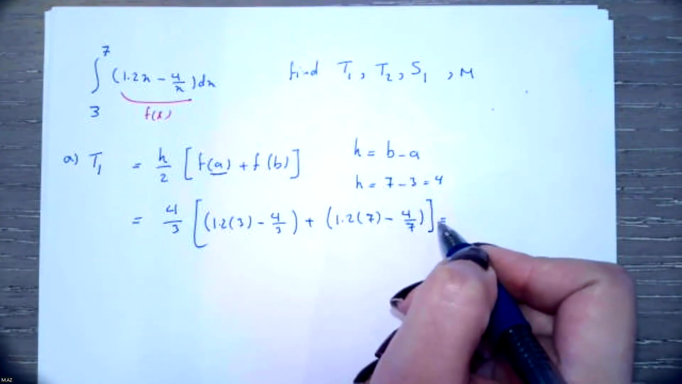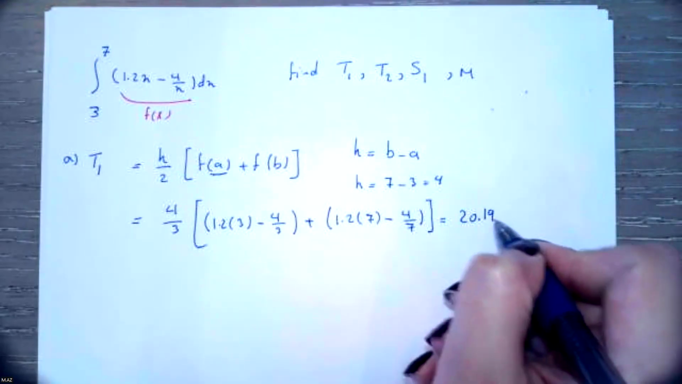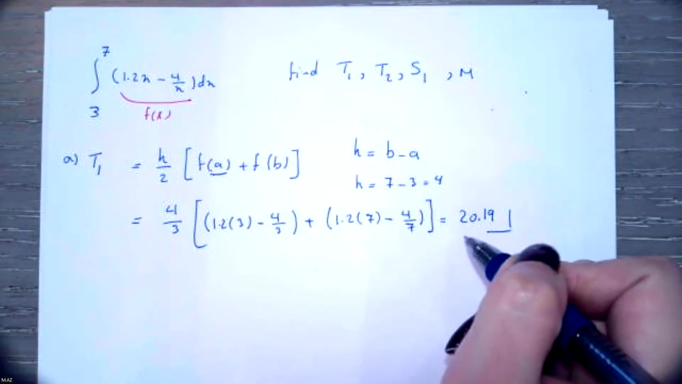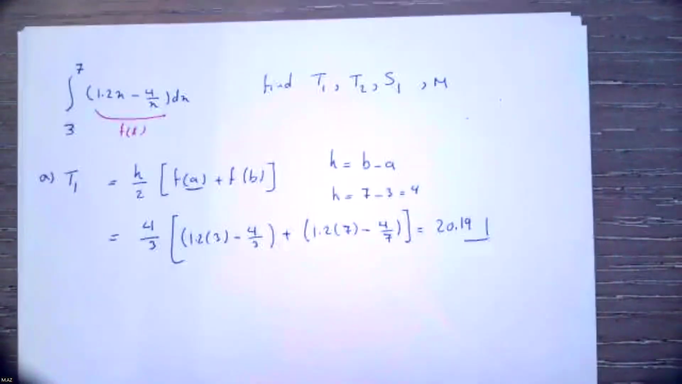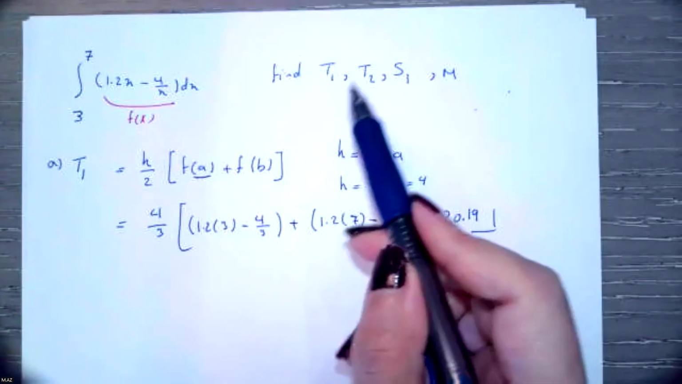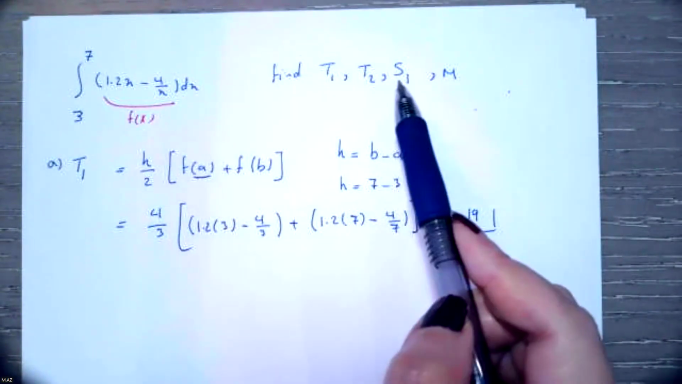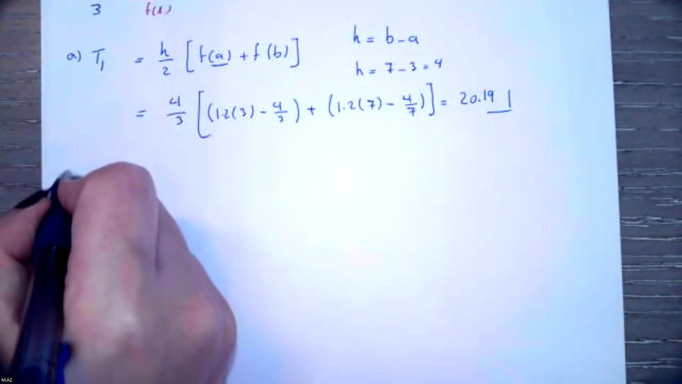The answer is 20.9. This is the answer of this integral based on the trapezoid with single panel. For part B, we have to find the answer of this integral with trapezoid with two panels.